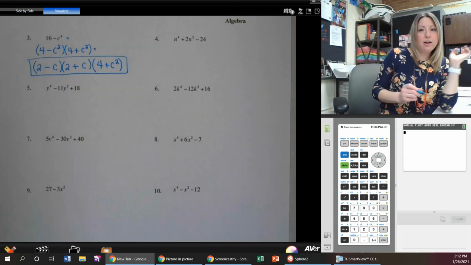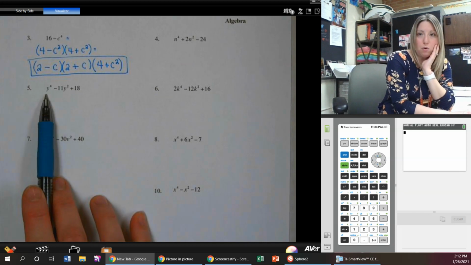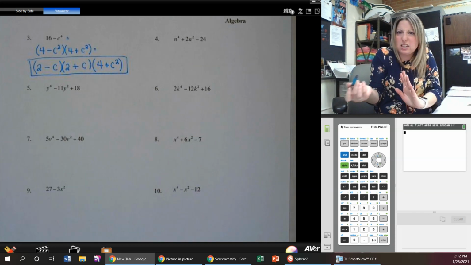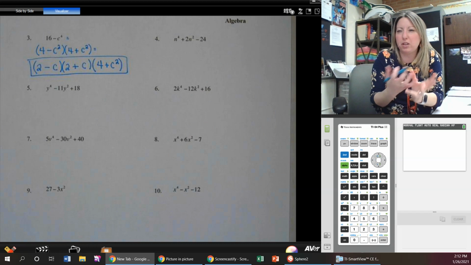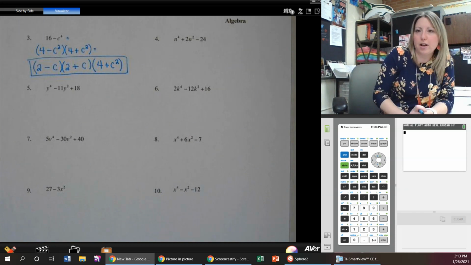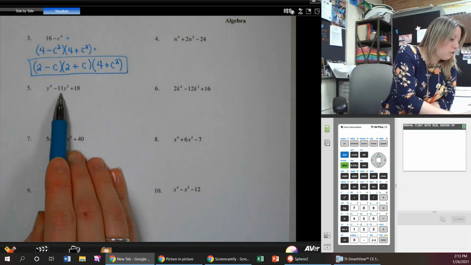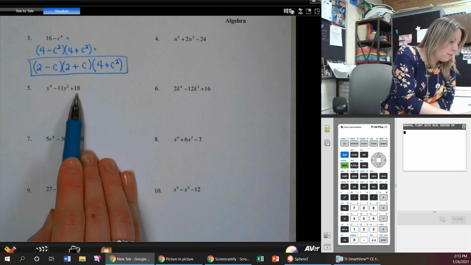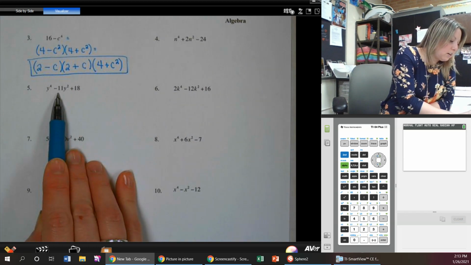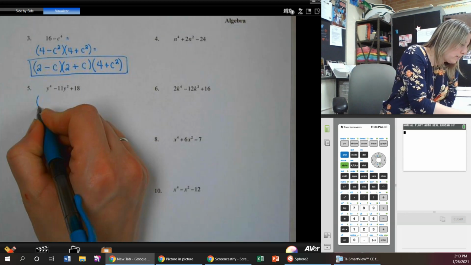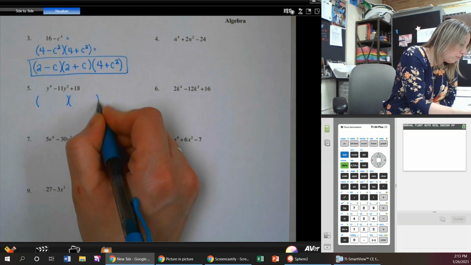Now, when I've got to the 4th power, that kind of gives me a hint that this will probably end with a dot somewhere, right? So this is a trinomial. What are the factors of 18 that will add to give me 11? Okay, that's going to be 9 and 2, right?